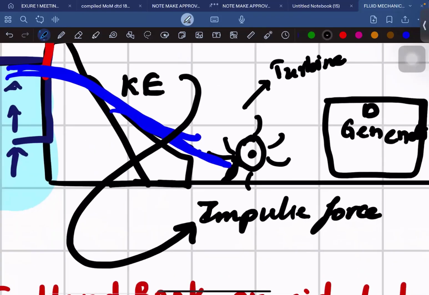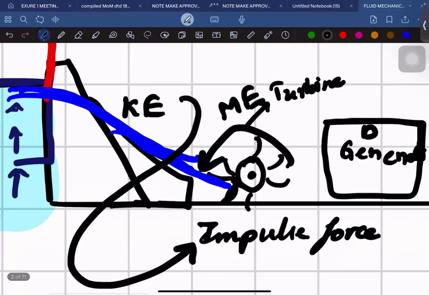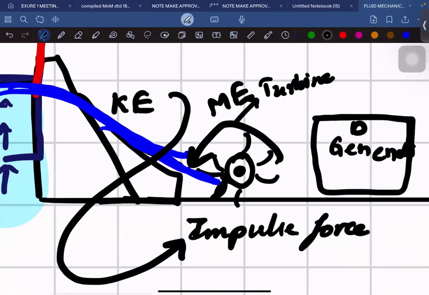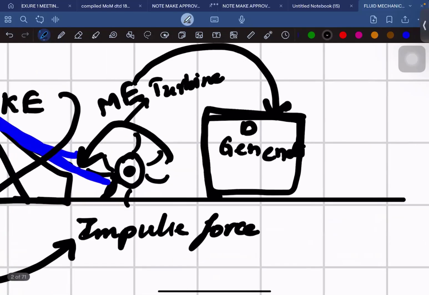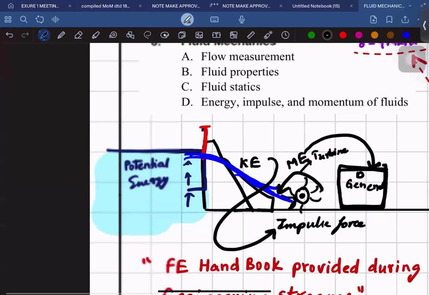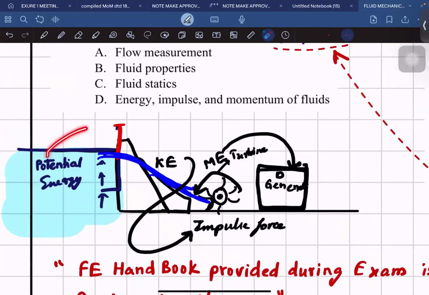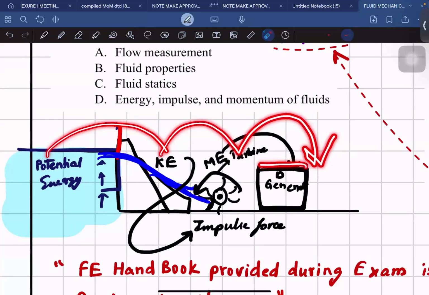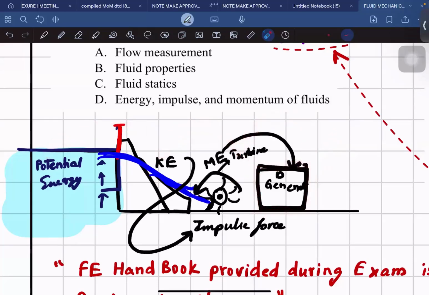Because of this impulse, the turbines will rotate. Because of that, we are generating mechanical energy, and the rotating turbines will be connected to an axis. This axis is again related to electromagnetism, and there they will generate electricity. So this is how the energy is transferred from one form to another in generating energy and storing it for our day-to-day life. So this is about impulse.